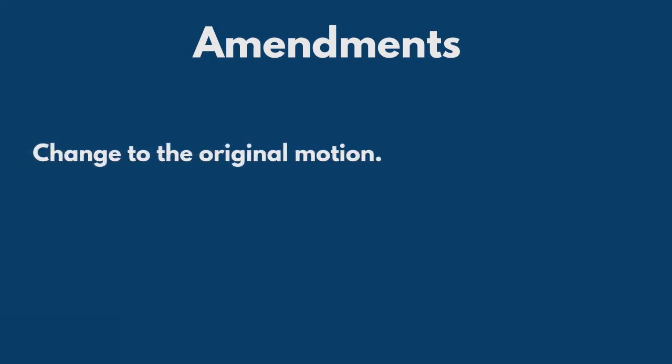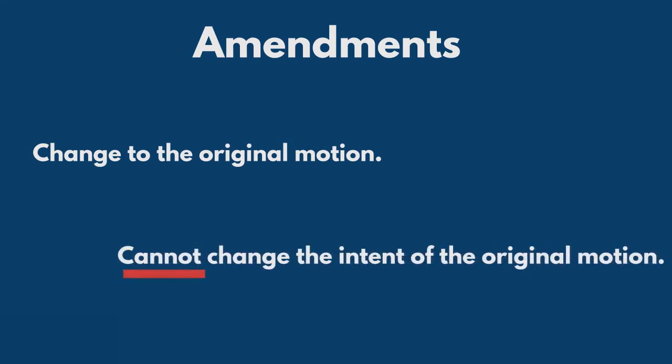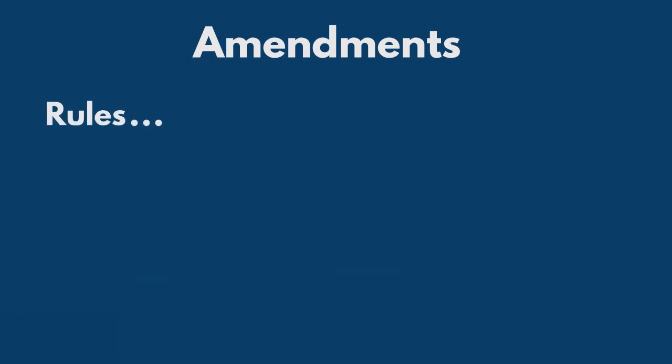At any point during debate, a delegate may move an amendment. An amendment is a change to the original motion. An amendment can't change the intent of the original motion. It is usually used to make the motion more acceptable, make it easier to understand, or simpler to put into action. There are some rules governing amendments, and these are the most important.